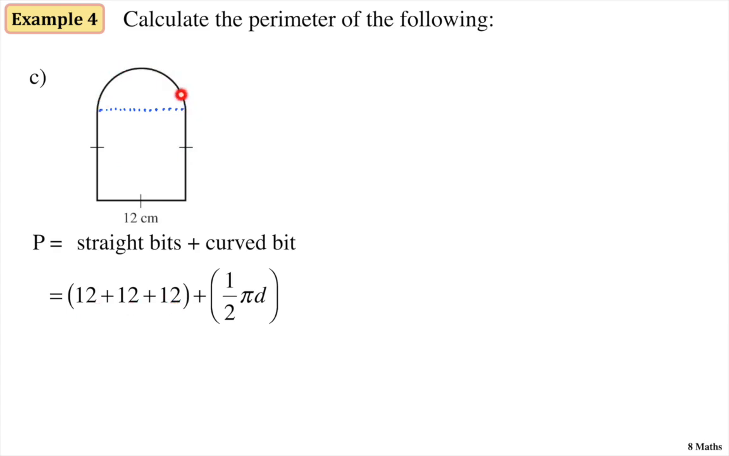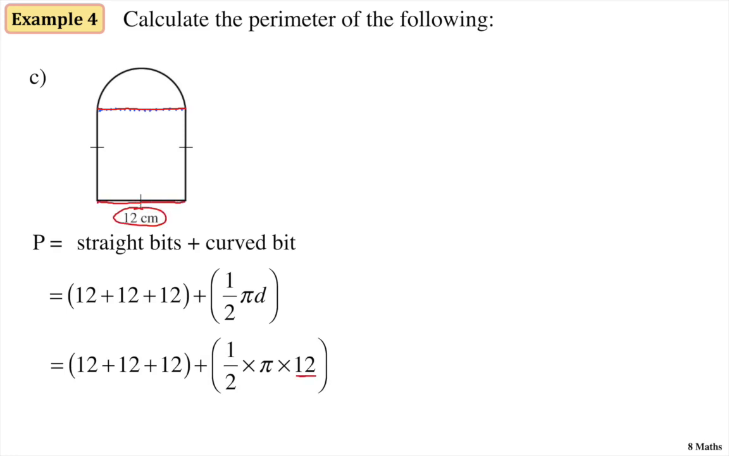This bit is half of a circle. Well, half of a circle, the distance around half of a circle would be a half of pi d. Remember, pi d gives you the distance around an entire circle if you know the diameter. Now for this question, do I know the diameter? Well, I actually do. How do I know the diameter? Well, the diameter is the distance all of the way across the circle, which matches up with that length there, so the diameter is 12, and that's why I've put a 12 there.